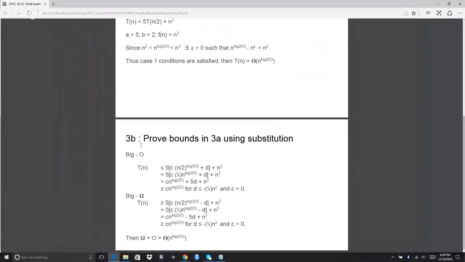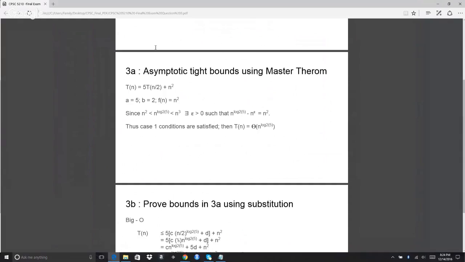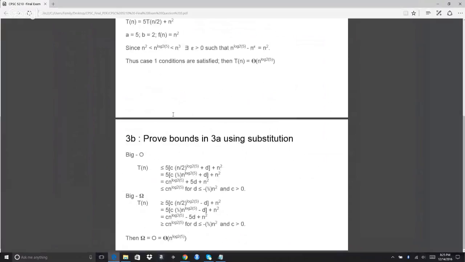Now for 3B, we have to prove this bound either using induction or substitution. Here, I've chosen to use substitution. Here, we'll start with big O. So T(n) is less than or equal to 5, and we're going to substitute in our theta here. So we have the original form, and now we'll substitute in.